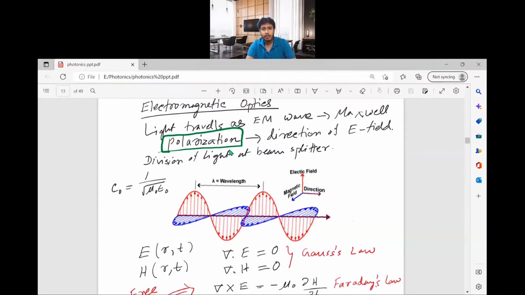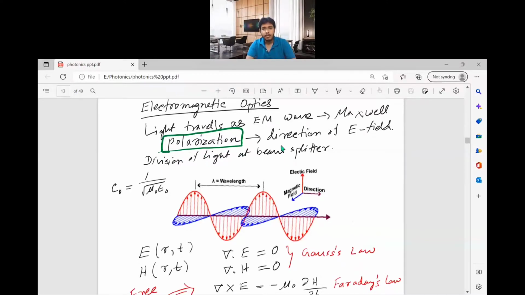This depends upon the polarization of the light, so depending on the polarization, the light can be split. Polarization phenomena cannot be explained by wave optics, which deals with light as a scalar wave. Polarization deals with the direction of the electromagnetic field, so we need to consider light as a vector quantity. That's why we need to move on to electromagnetic optics.